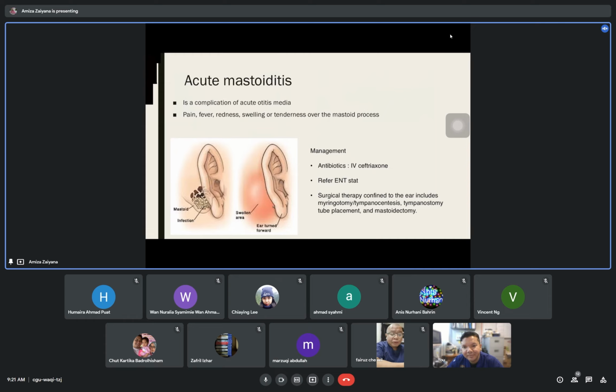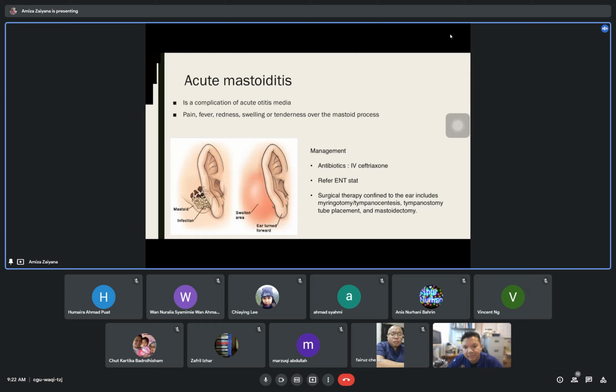Next is acute mastoiditis. It is a complication of acute otitis media. The patient will present with pain, fever, redness, swelling or tenderness over the mastoid process. The mastoid process is behind our ear. The patient's ear will be pushed forward and bent. For management, we can give IV ceftriaxone and refer to ENT stat for this case, because it may lead to infection of the brain. It is very close to our brain.